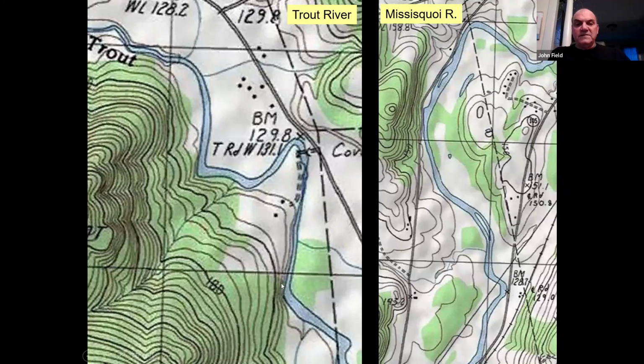Here on the Trout River, we can see the portion of the channel up against the valley side. Even here where the valley side isn't straight, you can see the channel follows closely the valley side. Then on the Missisquoi River up above the confluence with the Trout River, we can see the river up against the valley side. If it was naturally formed, we'd expect it to be anywhere across the floodplain.